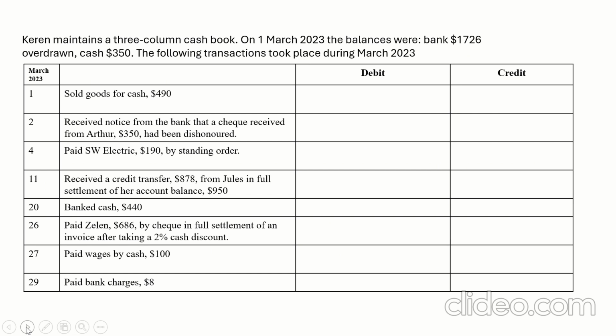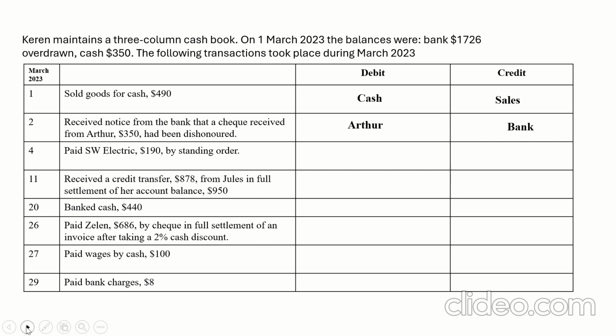Now, let's identify the double entries for the following transactions. March 2023, first, sold goods for cash, 490. Debit cash account and credit sales. Second, received notice from the bank that a check received from Author, 350, had been dishonored. Therefore, you debit Author's account and credit the bank account.